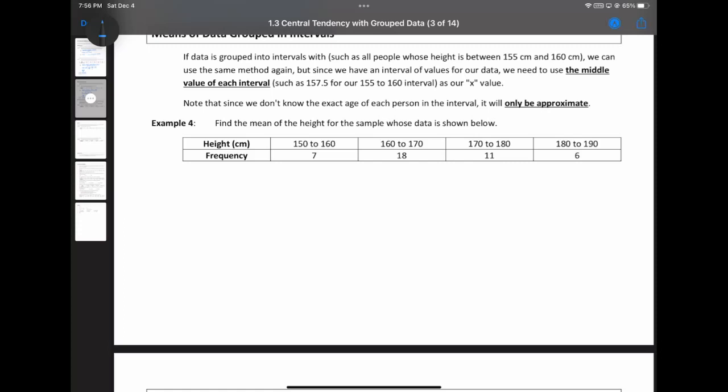And what I'm going to do for each interval, because I don't know where people are, I just know they're between 150 and 160, is I'm going to make the assumption that they are at the halfway point. So my mean is going to be 7 people. And again, I know they're between 150 and 160, so I'm just going to assume they're at 155. And then there are 18 people. I'll assume they're at 165. And 11 people at 175. And 6 people at 185.